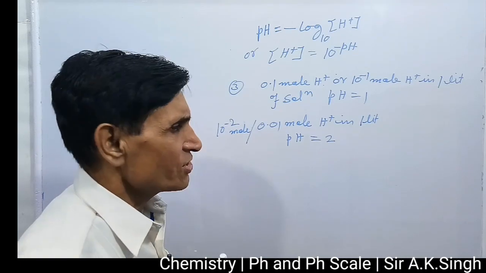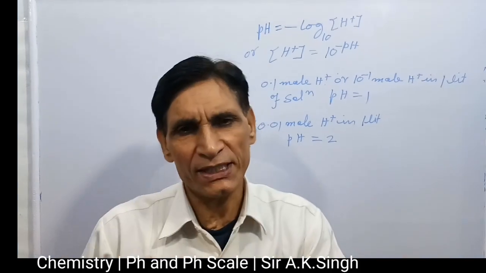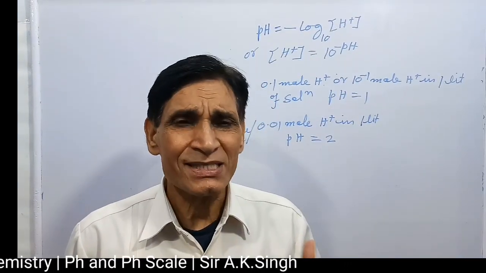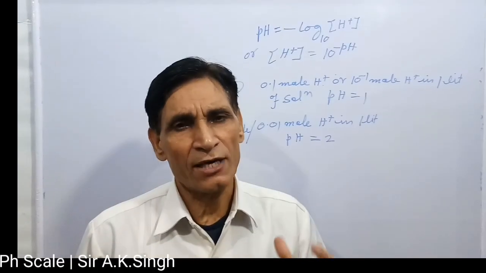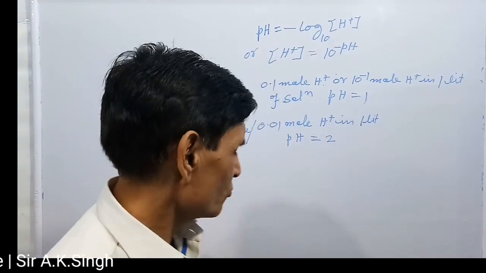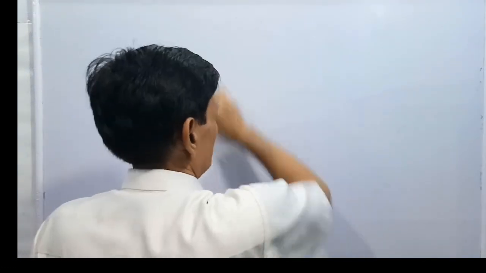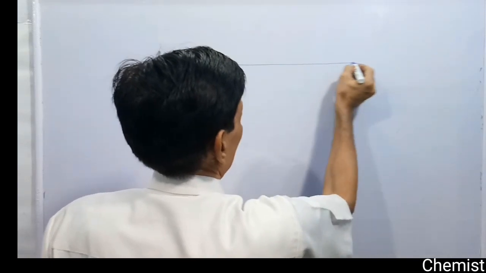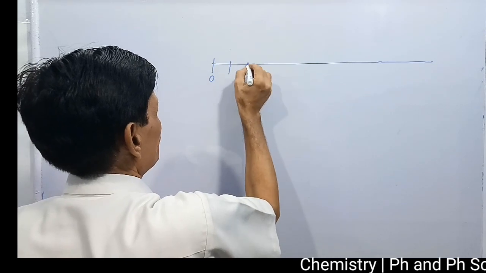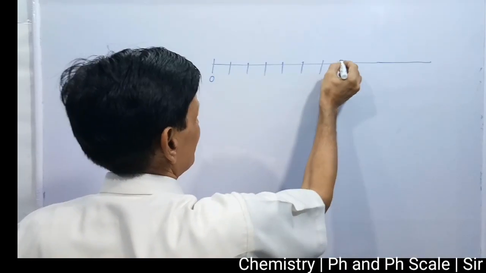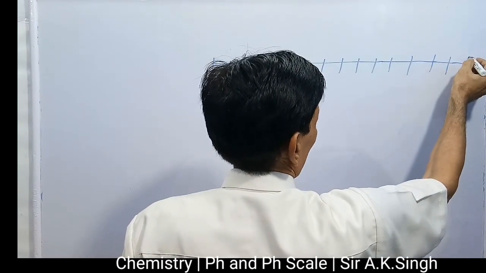Now on the pH scale, the value of pH can be measured from 0 to 14. Remember, the pH scale is taken as a number which indicates the acidic or basic character of a solution. I am going to show these numbers, which are very important, from 0, 1, 2, 3, 4, 5, 6, 7, 8, 9, 10, 11, 12, 13, 14.